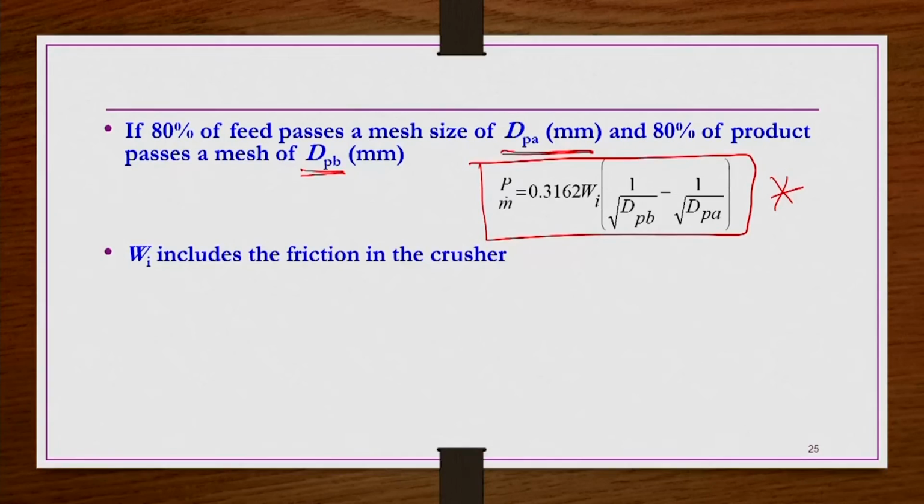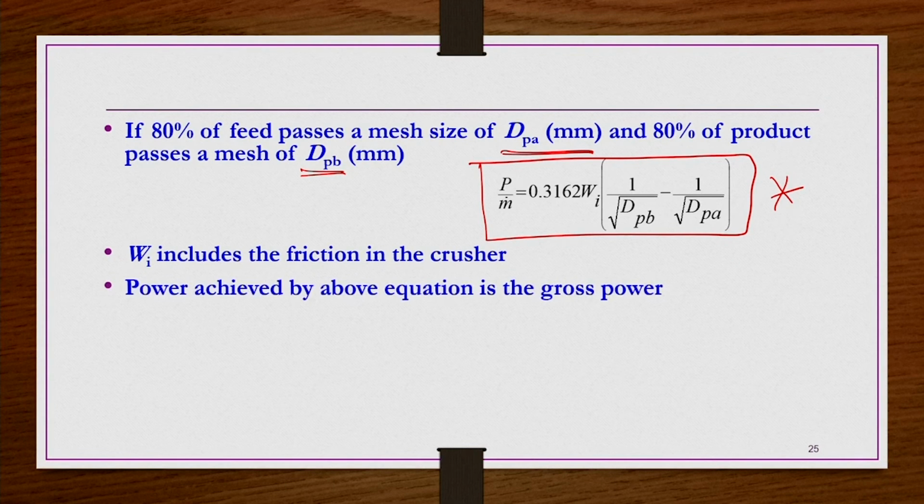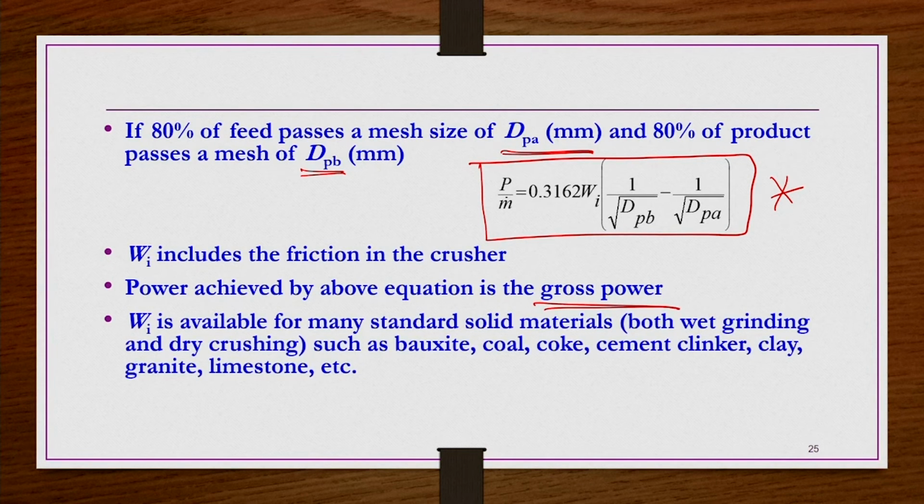This Wi work index includes the friction in the crusher, and the power obtained by the above equation is the gross power, which includes the friction etc. The value of Wi is available for many standard solid materials, both wet grinding and dry crushing, such as bauxite, coal, coke, cement clinker, clay, granite, limestone etc. For several materials, this Wi information is available.